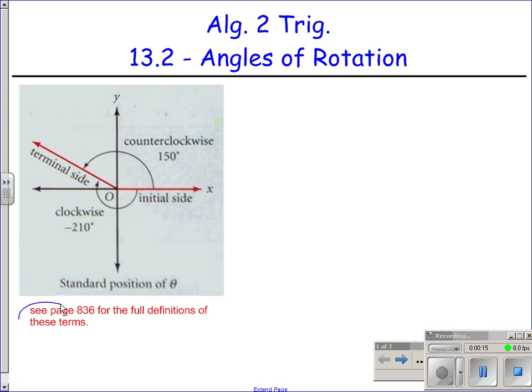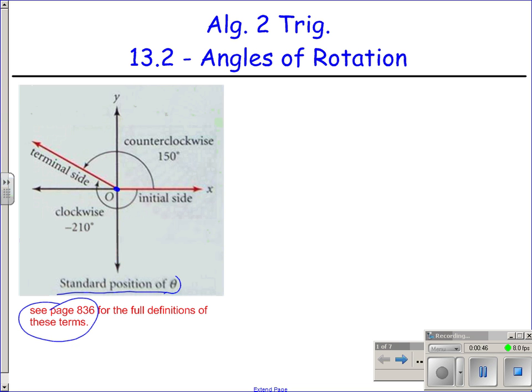As it says down here in the bottom, you're going to want to look at page 836 for the full definitions. I'm just going to kind of talk about them in the picture, but what we are referring to here is the standard position for an angle. In the first section we talked about just right triangle stuff, how you relate the angle measurements to the side lengths. Now, we're going to take those angles, those triangles, and put them into the coordinate grid system, the x and y axes. So, the standard position for an angle theta.